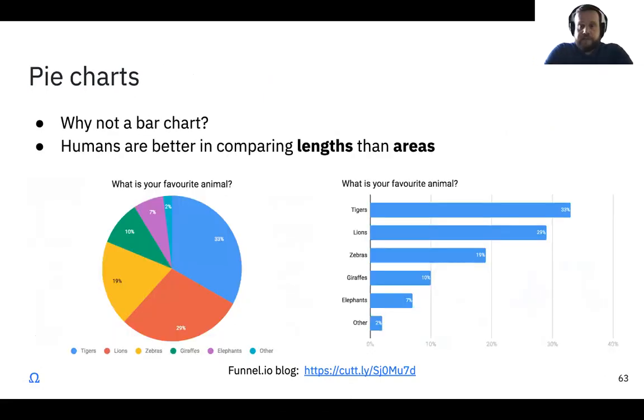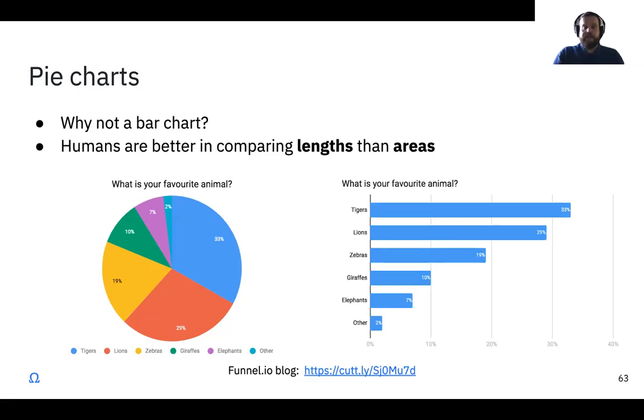Another issue, and this is a big topic, is pie charts, but pie charts in general as a visualization. There is a large number of people that think that pie charts are completely useless. They hate them. I'm not part of that demographic, but I still think that whenever you want to draw a pie chart, just ask yourself, why not a bar chart? The reason for that is that humans are way better at comparing lengths than areas.